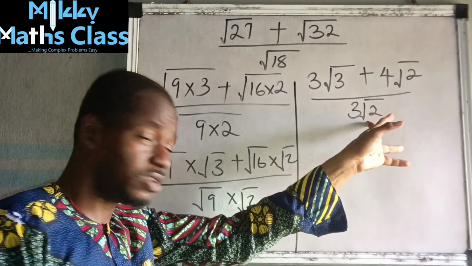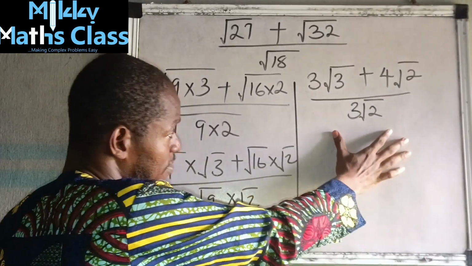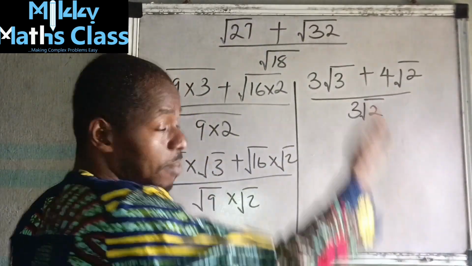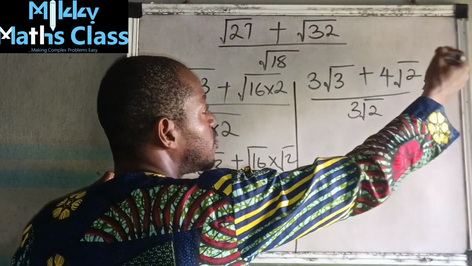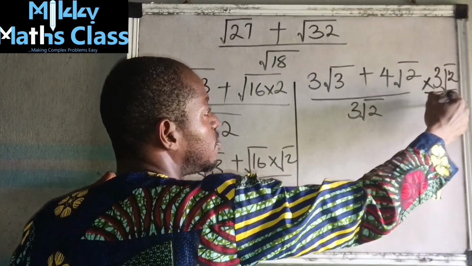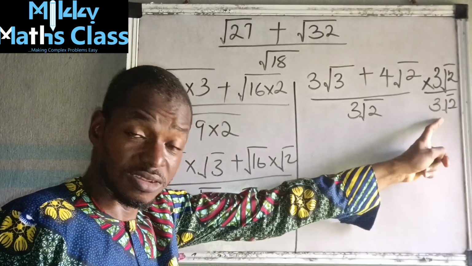Now, the first thing to do to simplify this is to take the conjugate. Because a surd is in the denominator, we take the conjugate. What do we mean by that? We use the surd that is underneath to multiply the numerator and the denominator. So we multiply by 3 root 2 all over 3 root 2, because 3 root 2 divided by 3 root 2 is 1.